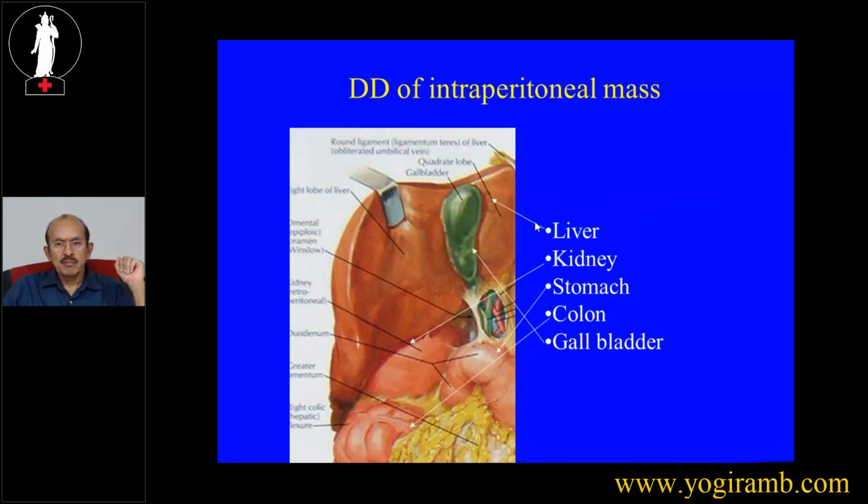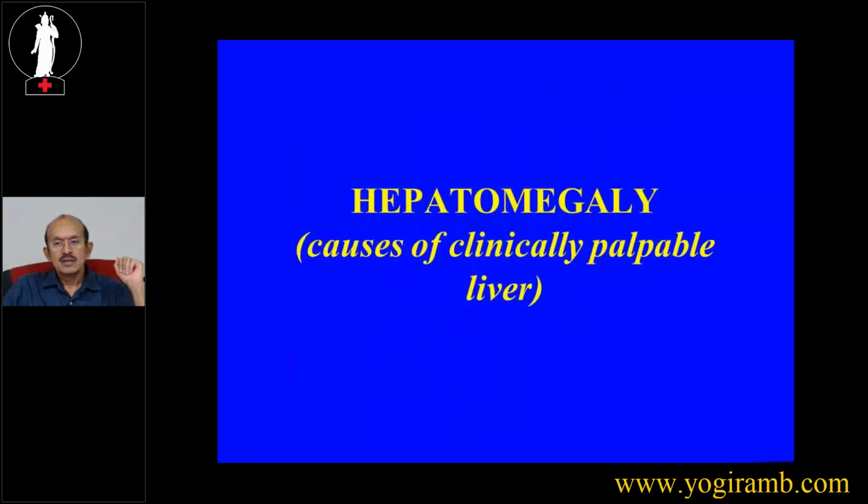So you must broadly remember about these organs: the liver, kidney, stomach, colon, gallbladder and bile ducts. I will now briefly review the clinical features of each of these organs. So first we'll start with the liver. As you all know, enlargement of the liver is called hepatomegaly.